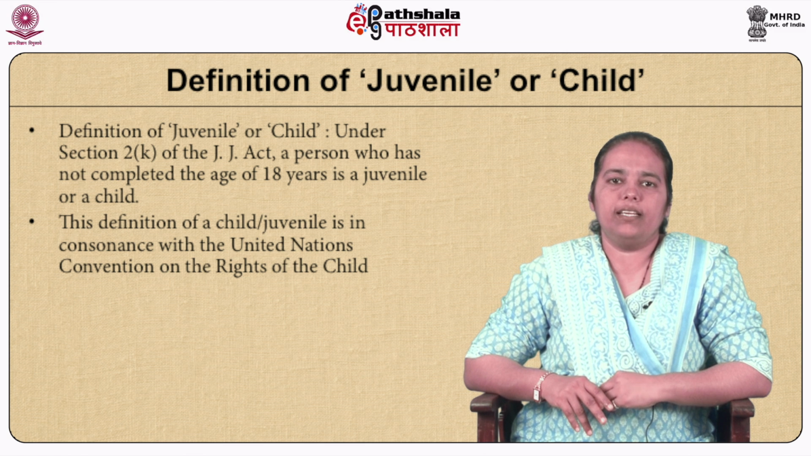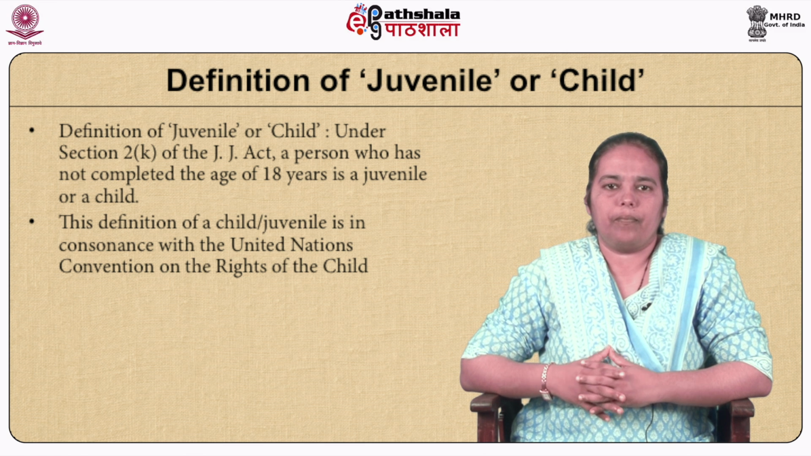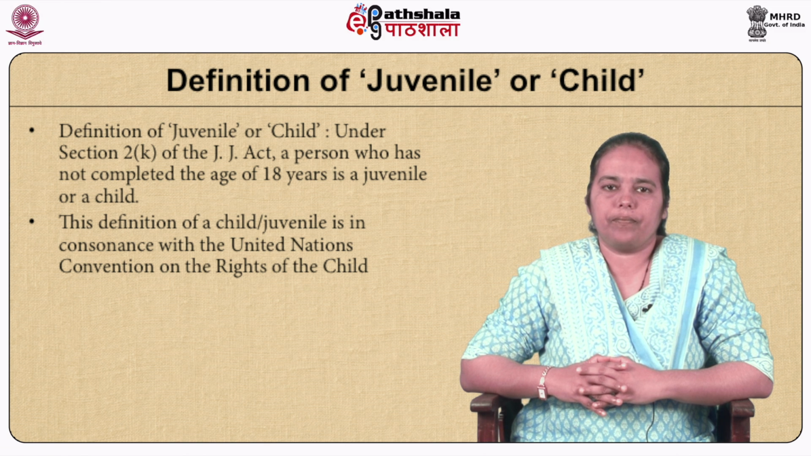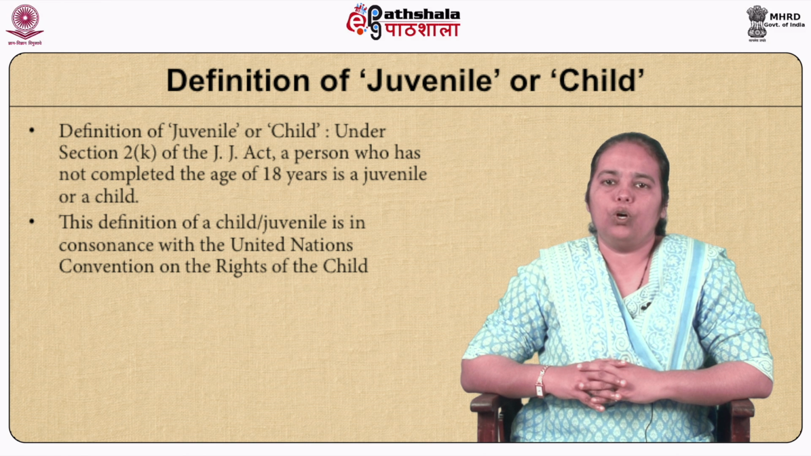Definition of child or juvenile. Under section 2K of the J.J. Act, a person who has not completed the age of 18 years is a juvenile or a child. This definition of a child or juvenile is in consonance with the United Nations Convention on the Rights of Children.